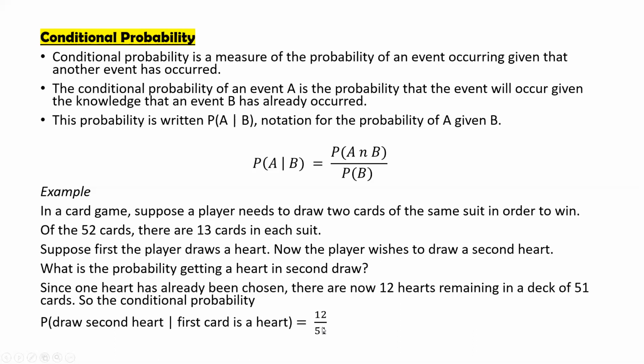It's different from just now. This is conditional probability, meaning we already know one event first, and only after that we need to find the probability of the second event. All right, so this is one example.